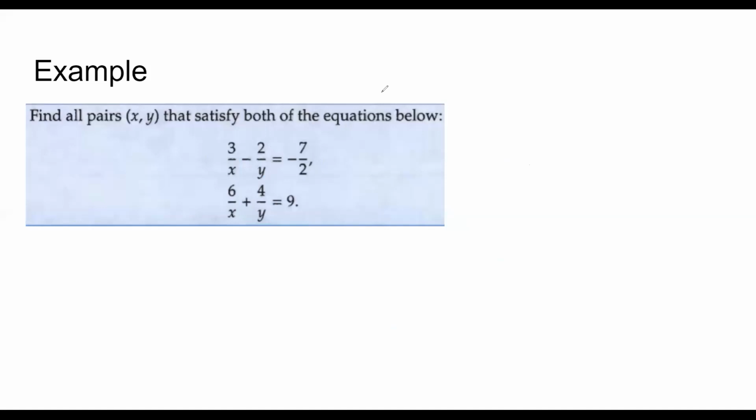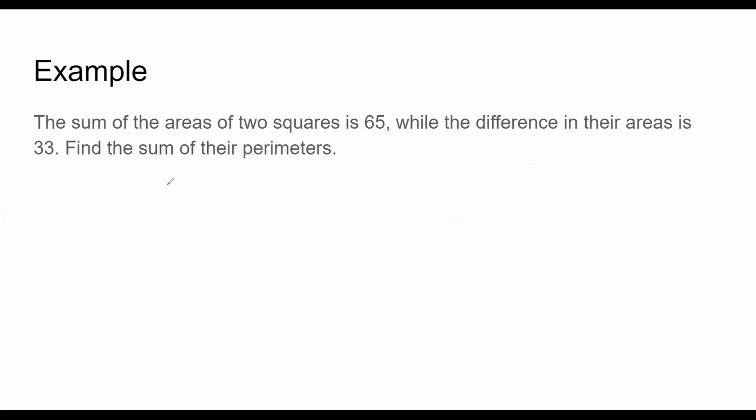So let's look at this one. The sum of the areas of two squares is 65, while the difference in their areas is 33. Find the sum of their perimeters. So what variables can we define here? Does anyone want to define some variables? Well, the defining feature of a square would be a side length, right? So we can call the side lengths a and b because there's 2 of them.